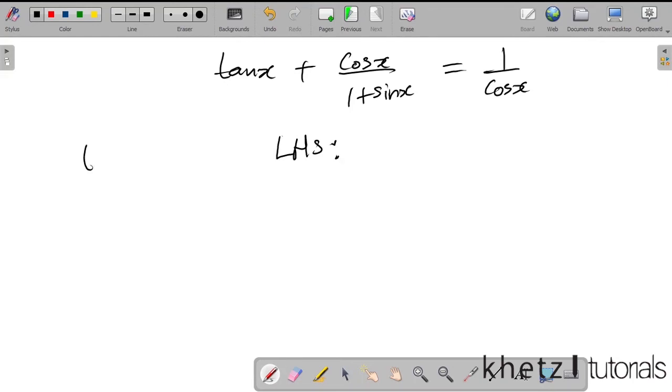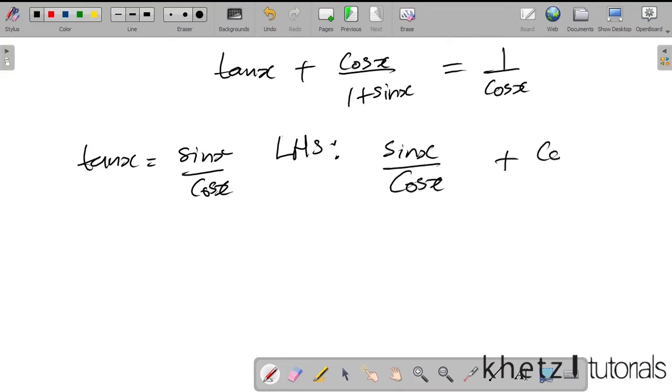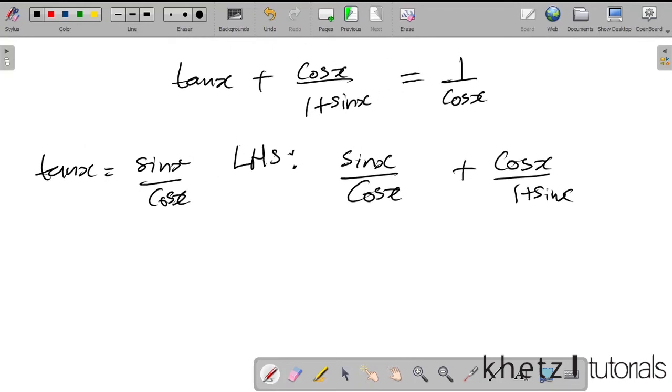Taking this left hand side, we know that tan x is equal to sine x divided by cosine x. That is just another identity which you should know. So we're going to substitute that into our left hand side. Then we're going to add everything that we see on our left hand side. The addition is going to lead us to a common denominator of cosine x multiplied by 1 plus sine x.